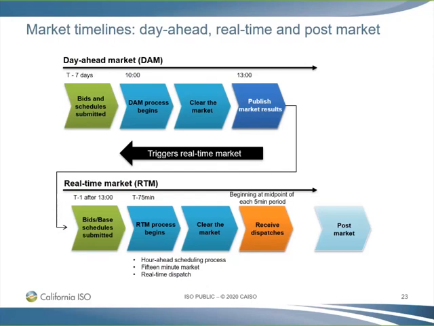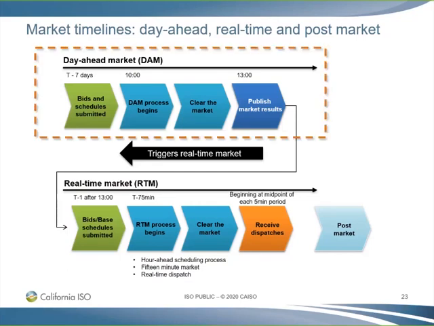When the day-ahead market is published, this triggers the opening of the real-time market. Bids are once again submitted along with base schedules from our EIM participants. Market processes run, bids clear the market, and dispatch orders are sent and received in real time. The market is then settled in our post-market processes. And now we're going to break that down just a little further.